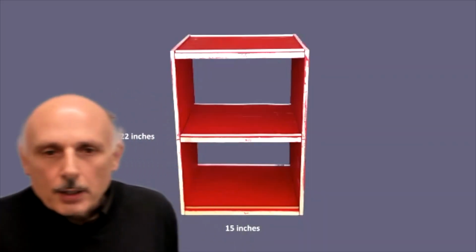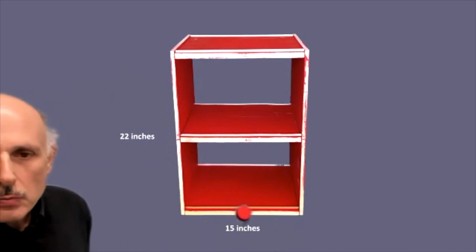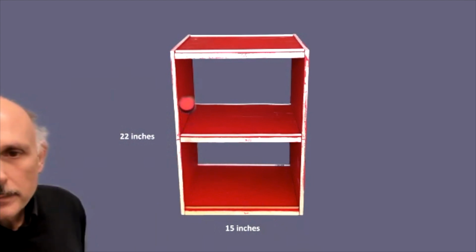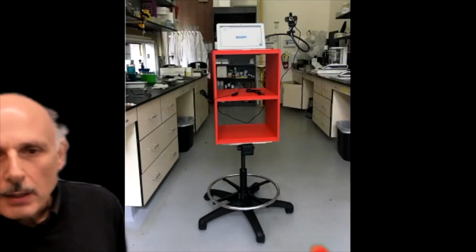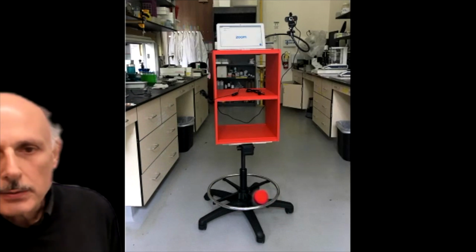In this video, I'll show you how I built the Educart, and I'll also show some easy and inexpensive alternatives that you can use to achieve the same effect. The Educart consists of an open shelf unit made of wood, 15 inches wide, 15 inches deep, and 22 inches high. The shelves were mounted to an old lab stool base with casters so they could be moved around.